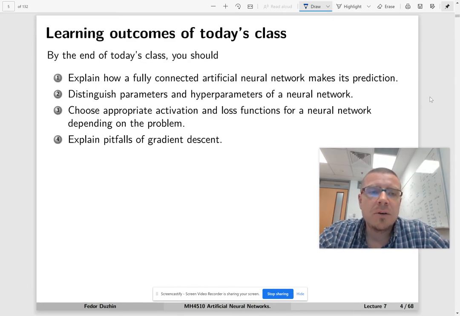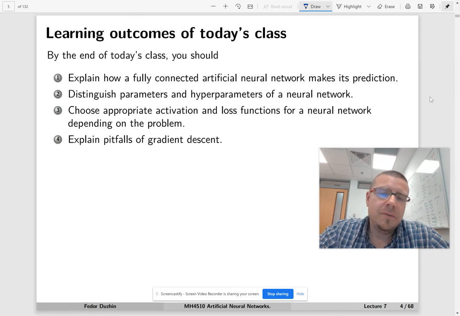Right? So here are the learning outcomes of today's class. You need to understand and explain how a fully connected artificial neural network makes its predictions. You need to distinguish parameters versus hyperparameters. You need to explain how to choose the appropriate activation and loss functions. And you need to roughly understand what may go wrong with gradient descent.